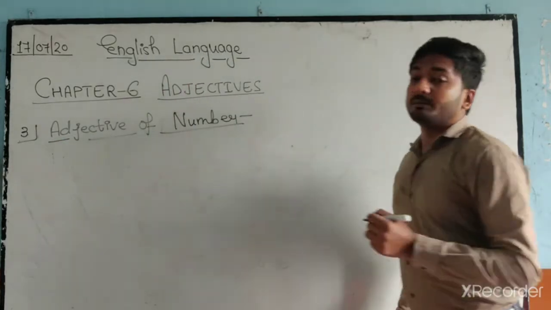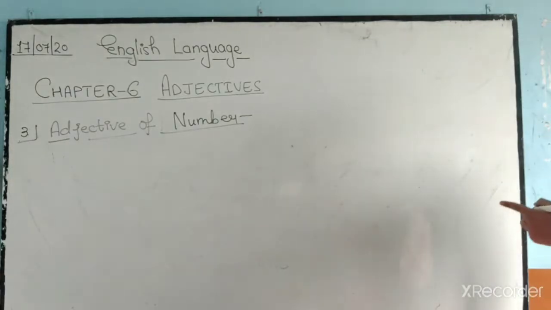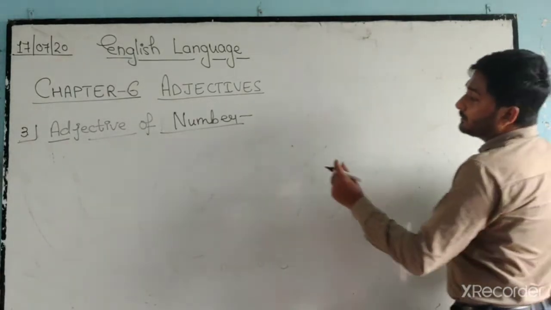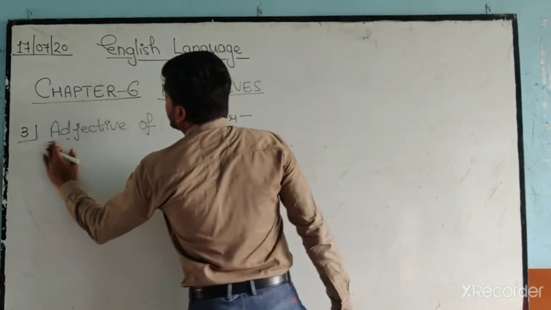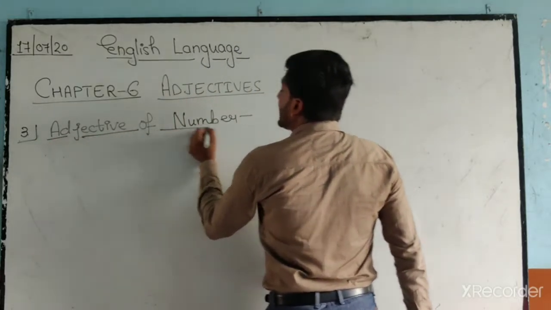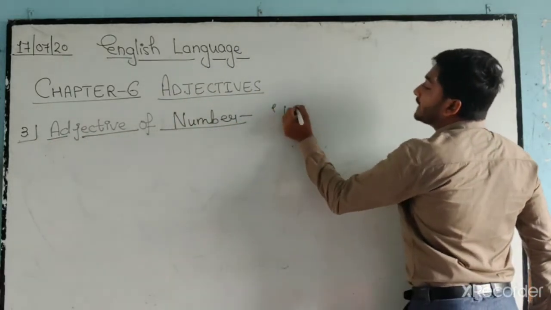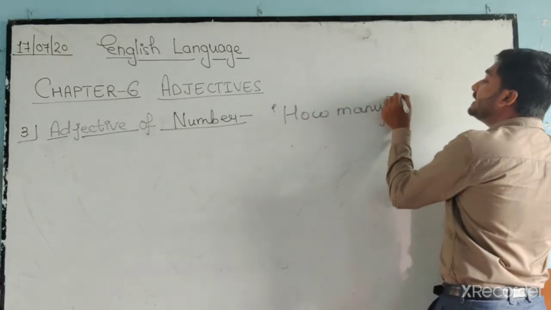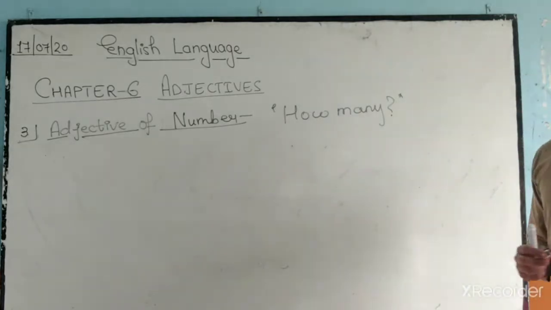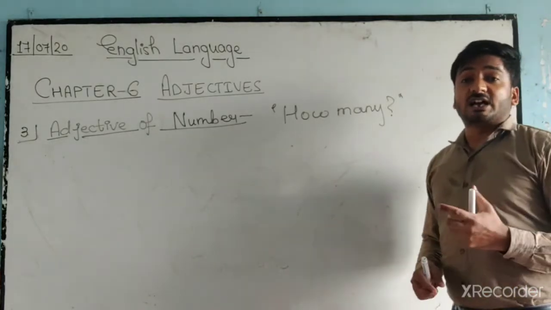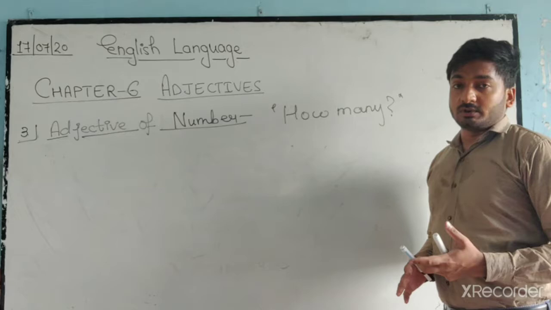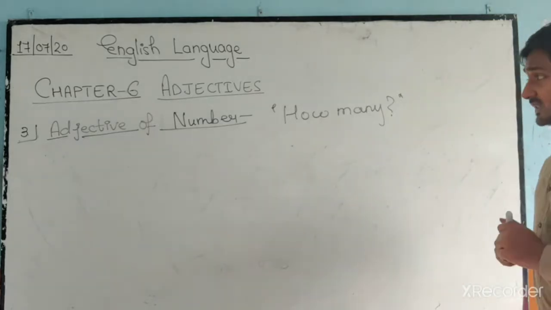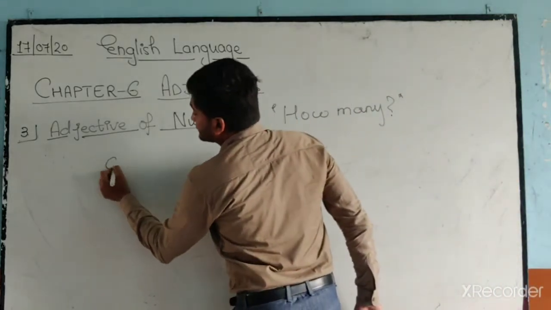Adjective of number. An adjective of number tells about a noun or pronoun and answers the question how many. Usually we use this adjective with nouns which are countable, which we can count. Look at these examples.